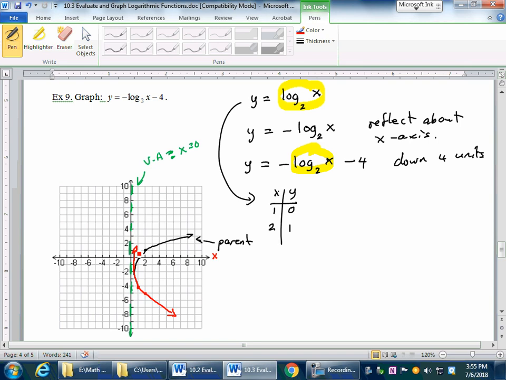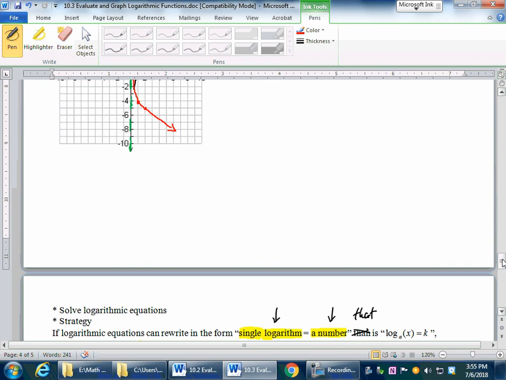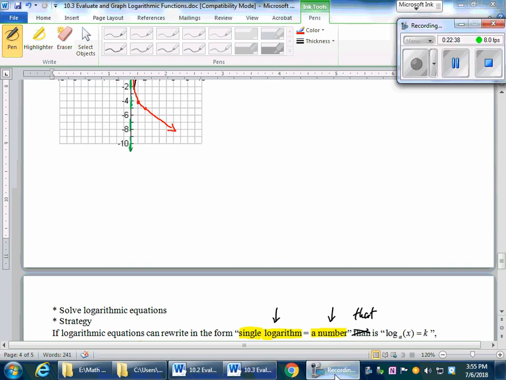All right, so that concludes the graphing part. In the next example, next video, you're going to see the logarithm equations.